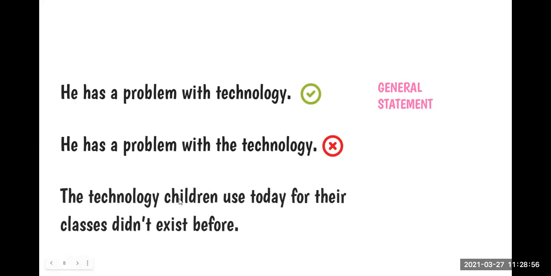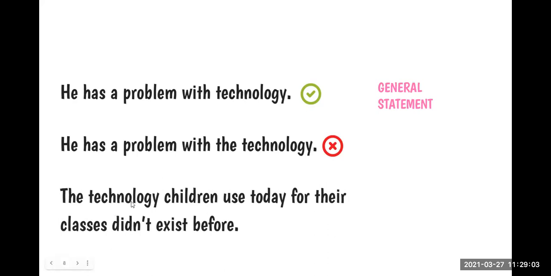Because technology is an uncountable noun. Yes, because technology is an uncountable noun, right? So for uncountable nouns, we don't use articles, okay? We don't use articles because in this sentence, we are talking in general, right? So it's a general statement, and this is an uncountable noun. So we don't need to use the technology, okay? We can use the technology when we are talking about a specific type of technology, okay?